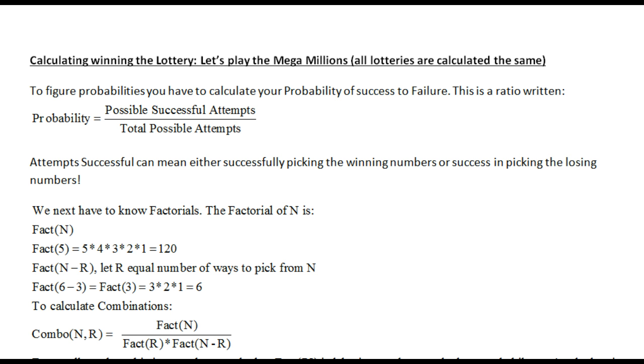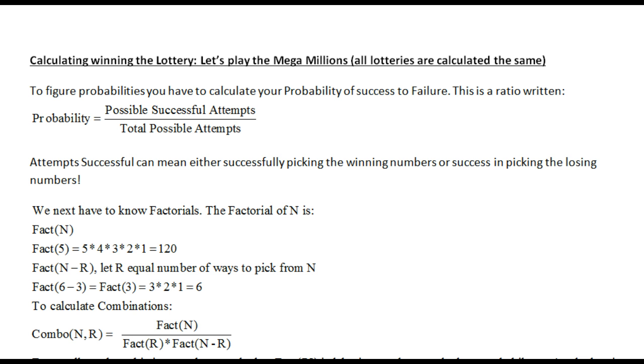Now, successful attempts can either be written as successfully picking the winning numbers or success in picking the losing numbers, and you'll see how that works in a little bit. We'll next have to know factorials.